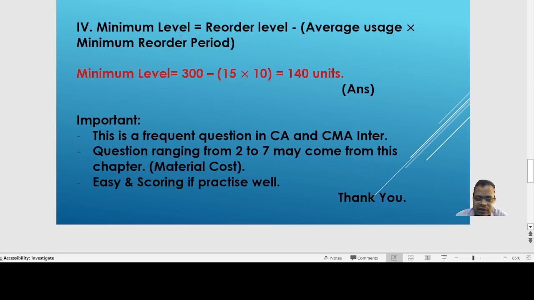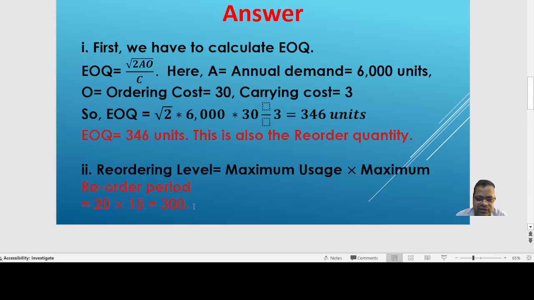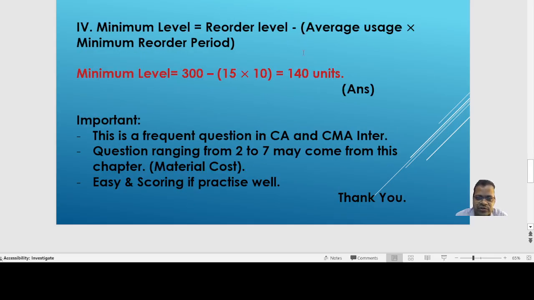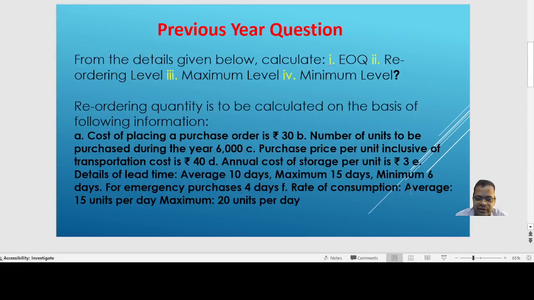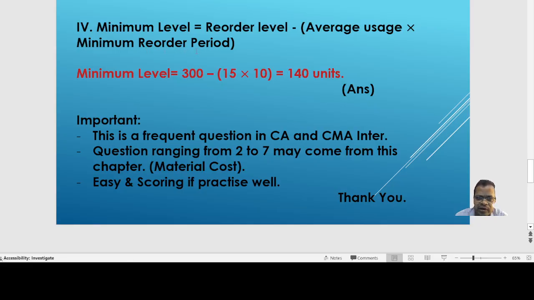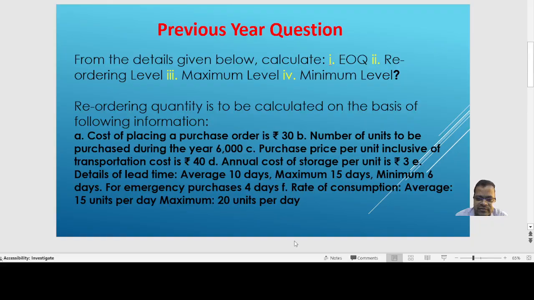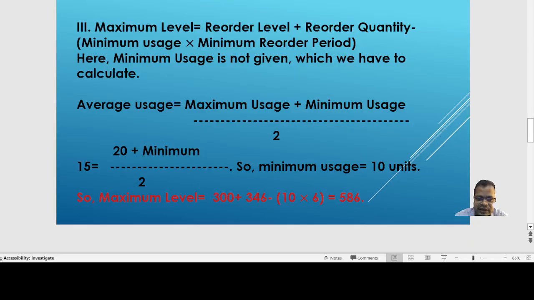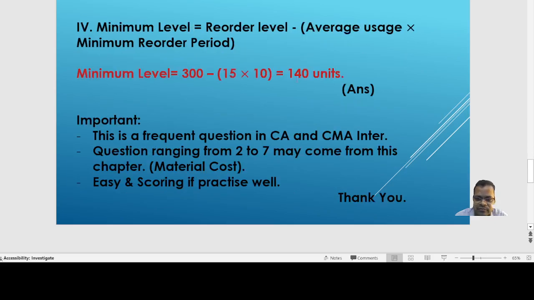So the minimum level is reorder level minus average usage into minimum reorder period. The reorder level we have already calculated is 300. Average usage has already been given, 15 units per day. And the minimum reorder period we have already calculated is 10. So minimum reorder period is 10, average usage is 15, and reorder level is 300. You get 140 units. So we get the answer.